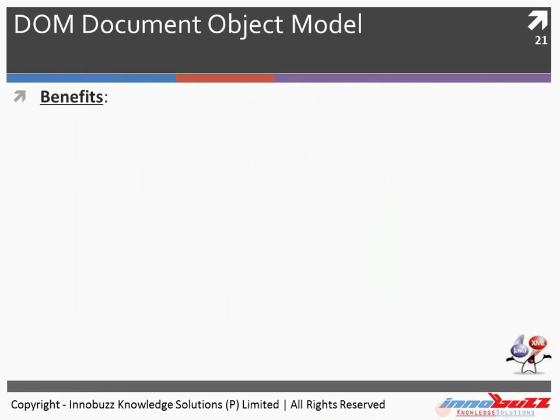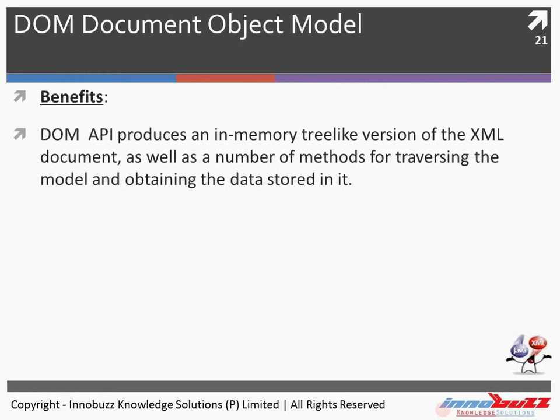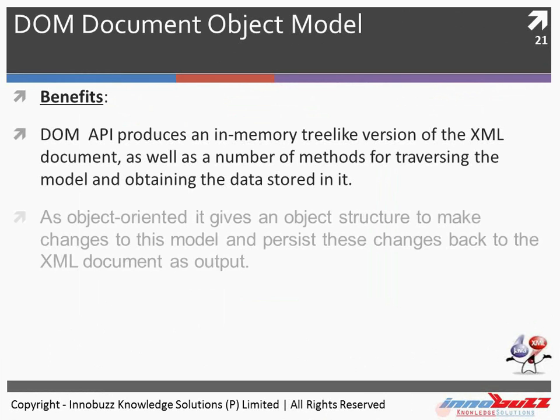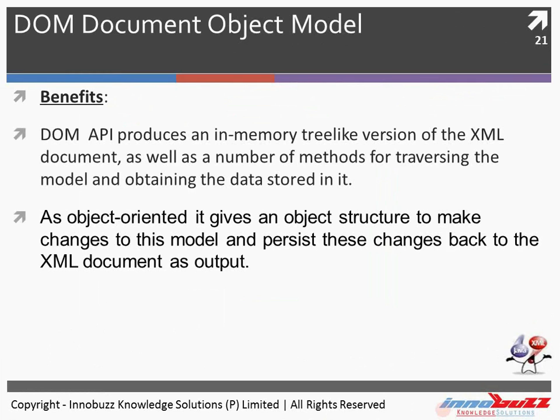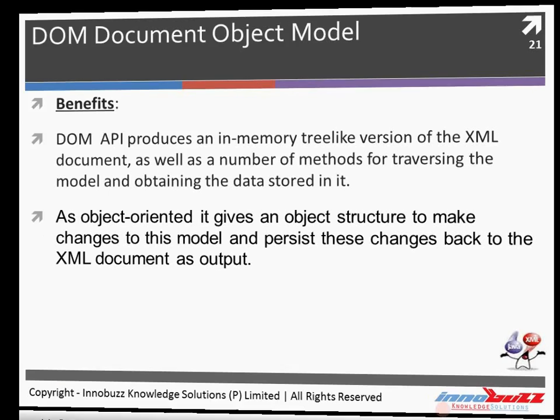Let's see the benefits. The DOM API produces an in-memory tree-like version of an XML document, as well as a number of methods for traversing the model and obtaining the data stored in it. As it is object-oriented, it gives an object structure to make changes in this model and pass these changes back to the XML document as output. This is also one of the usefulnesses of getting the object using an object-oriented model.